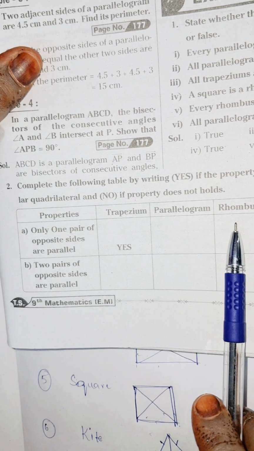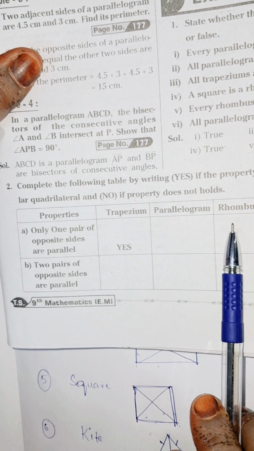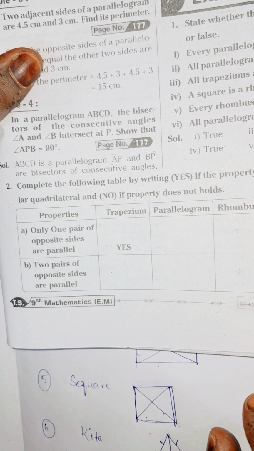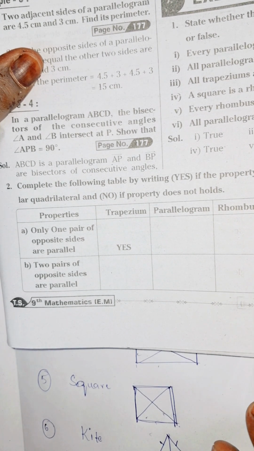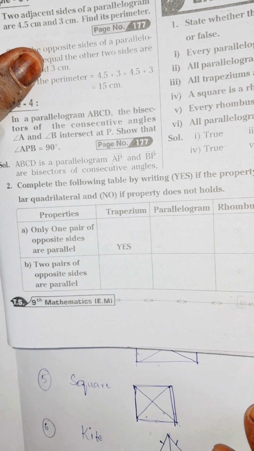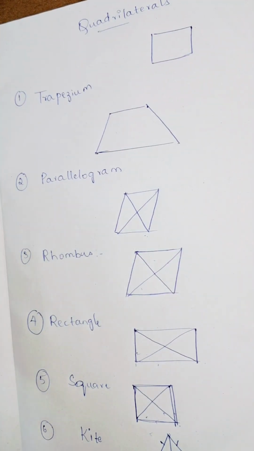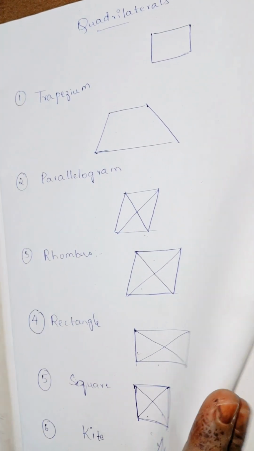In rhombus, what is in rhombus? Yes, one pair is parallel. Next, in the rectangle, yes. In a square, all pairs are parallel. Okay, because they are equal, right? So this will be yes. So like this you have to do for question number 2. Okay, the next is question number 3. In question number 3, let us write the question first.